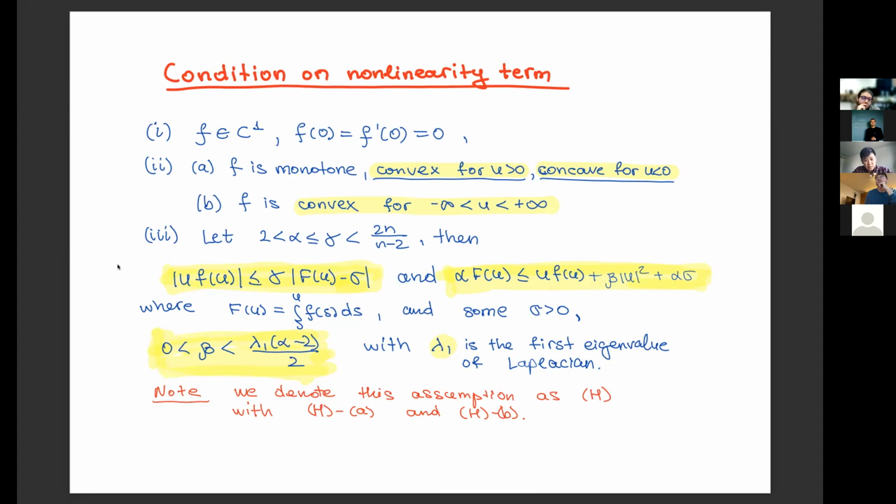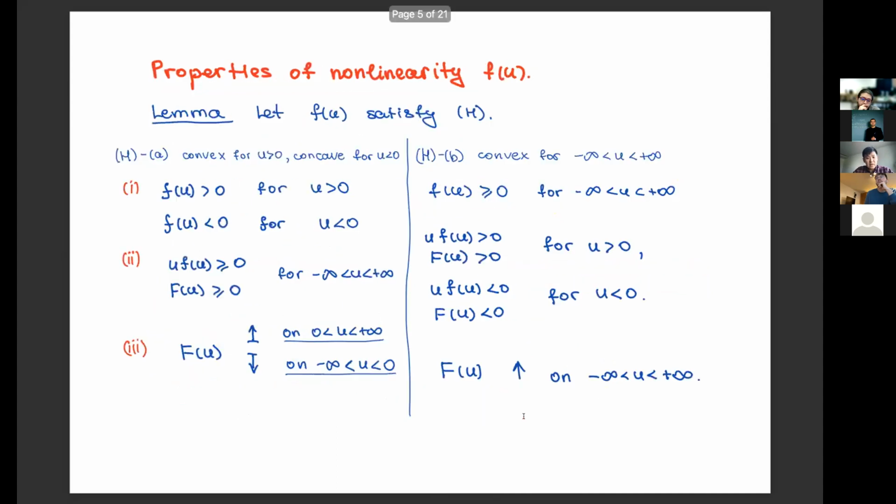Then we have the growth condition: u f(u) is less than omega gamma from this side, and the other bound is that alpha F(u) is less than u f(u) plus beta u squared plus some sigma, where beta is between 0 and lambda 1 (alpha minus 2) divided by 2, and lambda 1 is the first eigenvalue of the Laplacian. This condition we denote as H. In this case we say it is HA, and for this case we say it is HB. At some point it will be a little different. We need some assumption when we prove the HB condition.